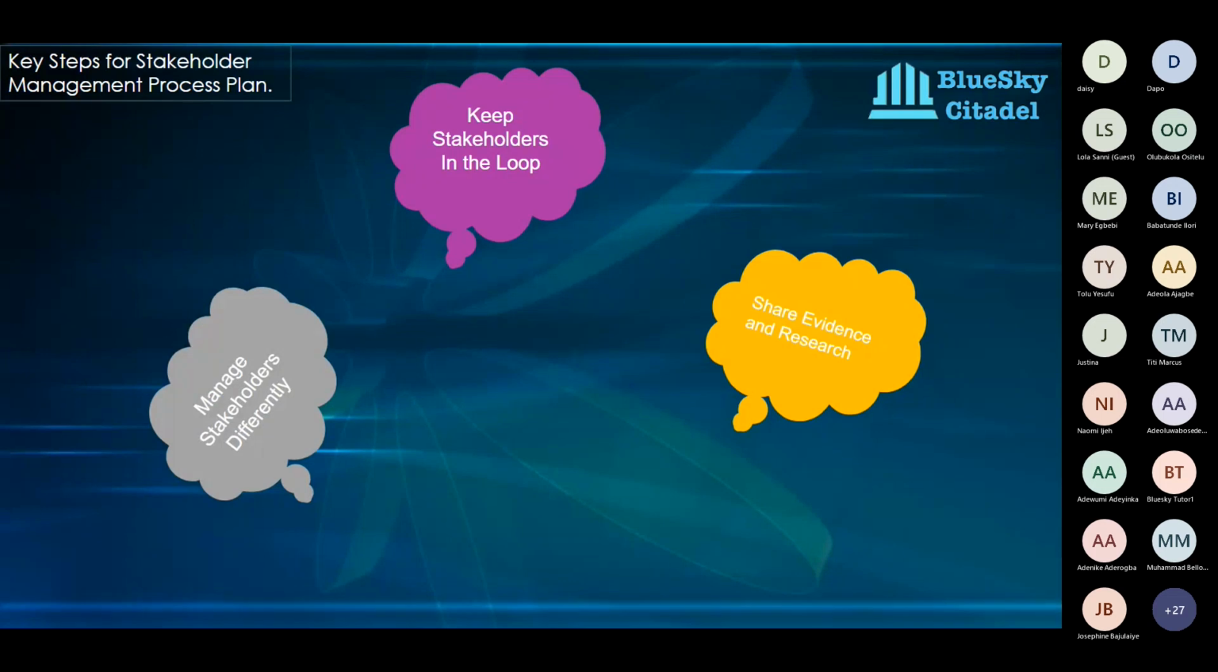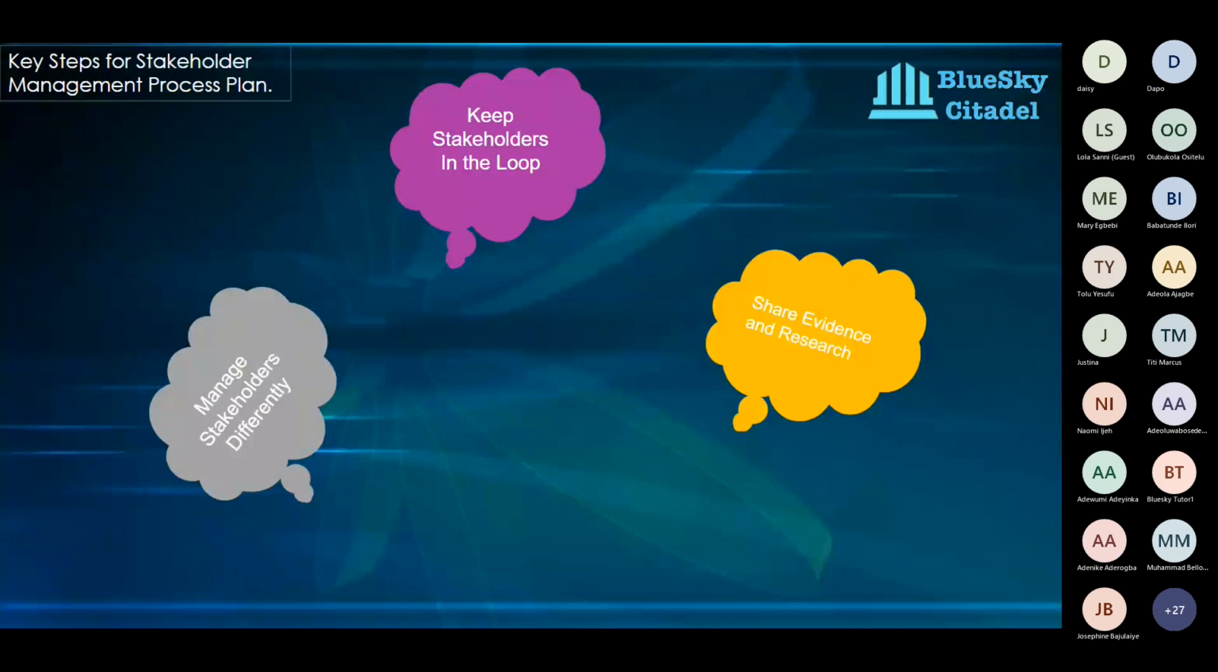And then finally, we have manage stakeholders differently. I think I touched on this earlier. Make sure you don't find yourself in a situation whereby you have identified 10 stakeholders and then you feel like, oh well, they're all stakeholders, so I can manage them all the same way. Manage your stakeholders differently. Ensure that you identify the different ways that your stakeholders want to be liaised with.